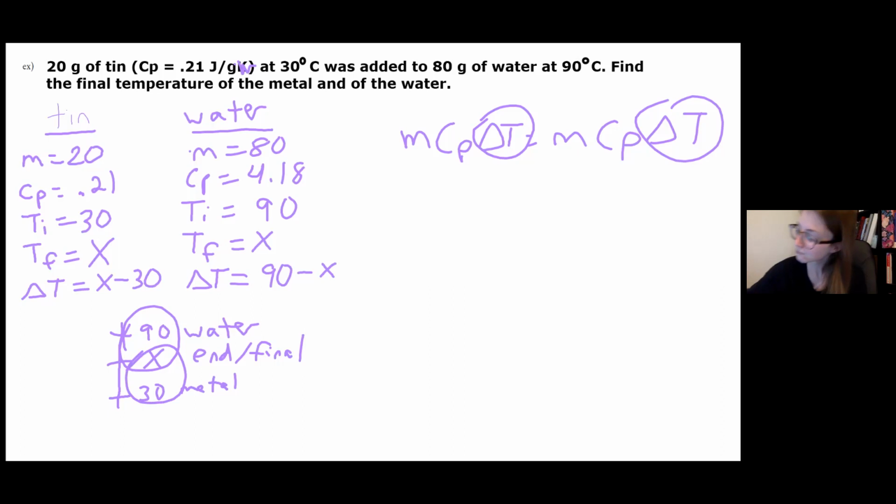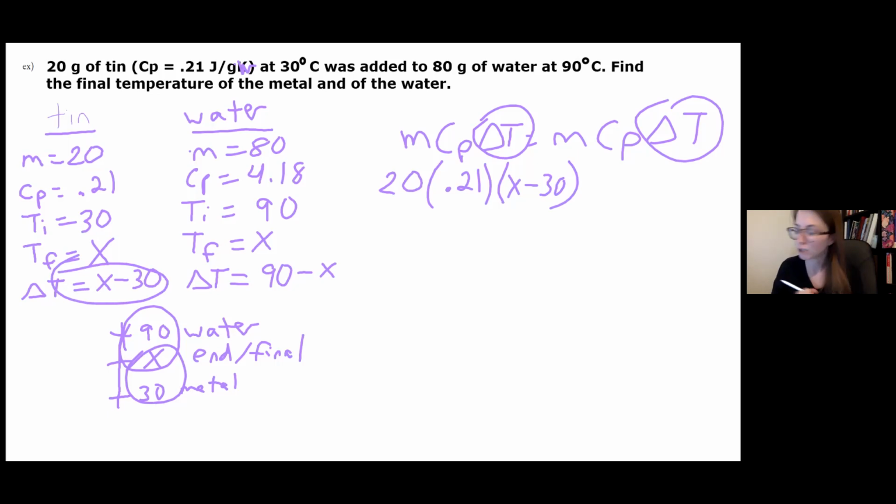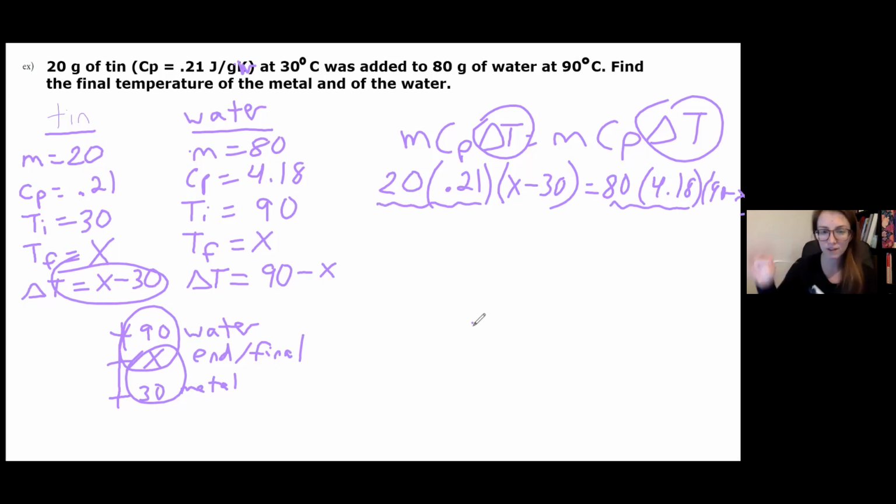Now we can plug in. For the tin, mass 20, Cp 0.21, change in temp X minus 30, that whole expression. For the water, mass is 80, Cp is 4.18, change in temp is 90 minus X. Sorry, that's not showing up well, but that says 90 minus X. Okay, if the algebra is easy for you, skip ahead. What I'd tell most of you to do is multiply the numbers and leave the X minus 30, 90 minus X out of it for a second.